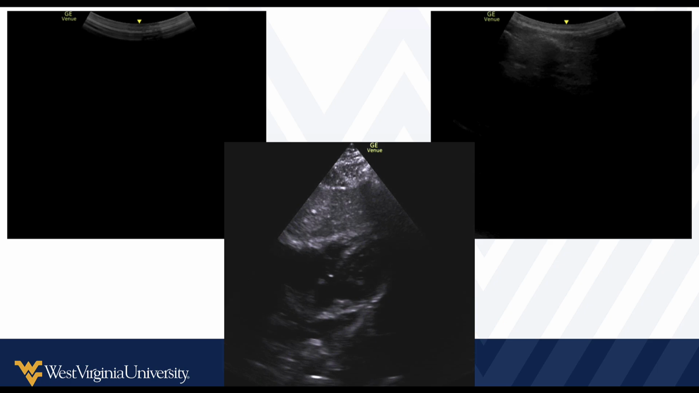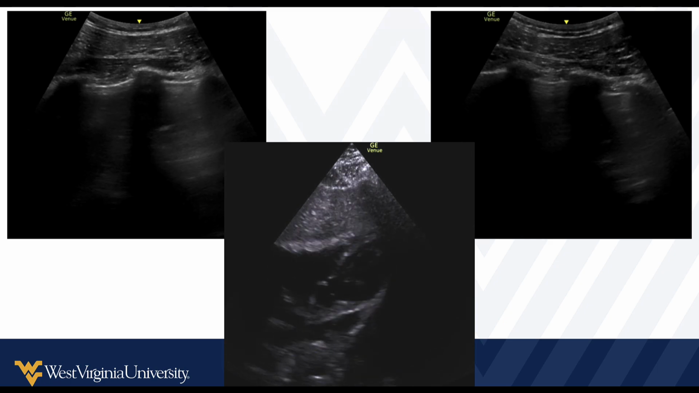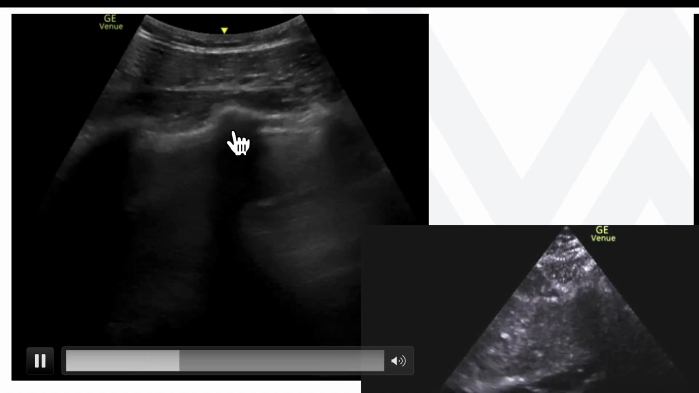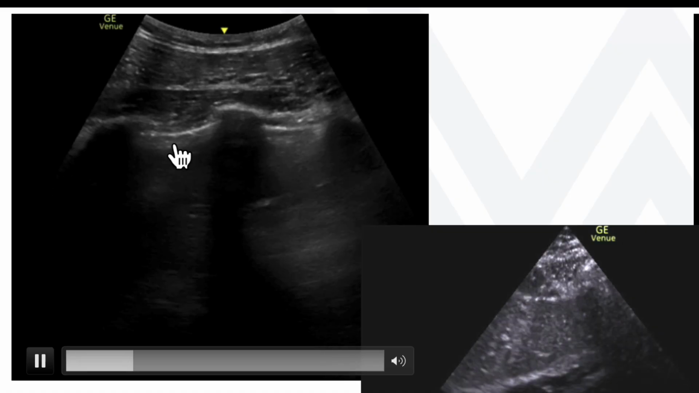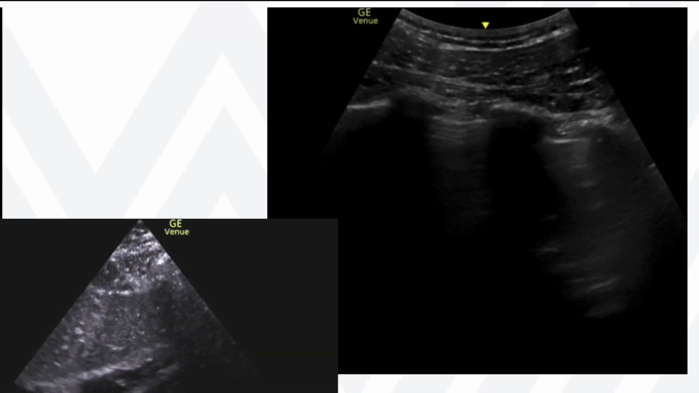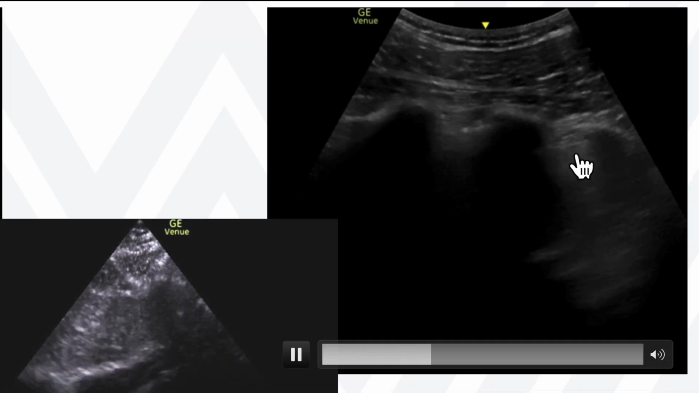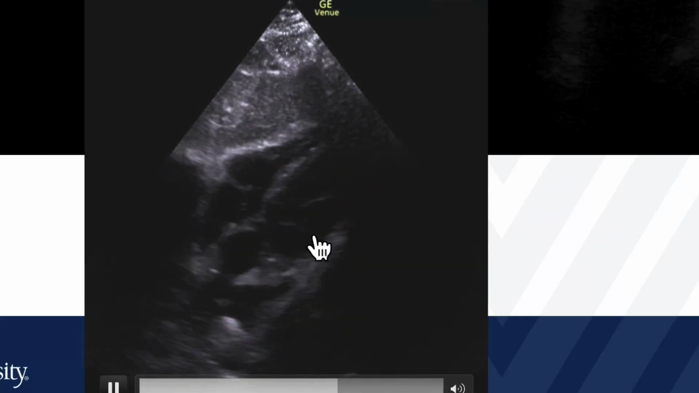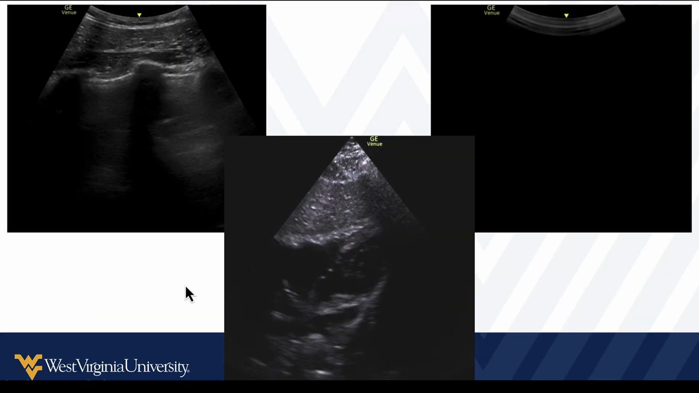So we start on their FAST exam and we take a look, and I'll review the findings here. So we quickly see there's sliding all the way across under those rib shadows. So there's no pneumothorax here. And on this side of the chest, we also see sliding all the way across. So no pneumothorax here. We see the heart beating. There's no pericardial effusion, so far this is looking pretty negative.